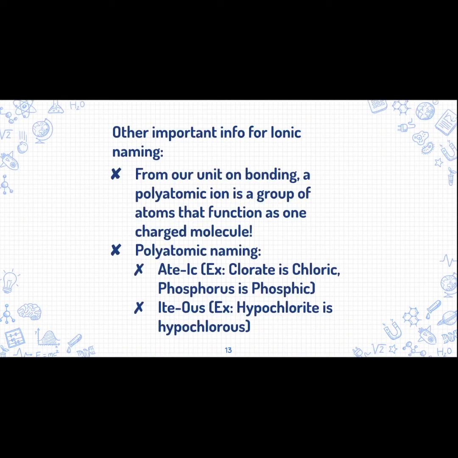Okay, here's some other important information for ionic compounds. From our unit on bonding, which really is from last year, a polyatomic ion is a group of atoms that function as one charged molecule. So if it's polyatomic, those atoms are usually staying together. Polyatomic naming, which we'll talk about more in a second: if it ends with ATE, we drop the ending and add IC. So chlorate is chloric. If it ends with ITE, we change the ending to OUS. So hypochlorite would be hypochlorous. And we'll talk about that in a second.